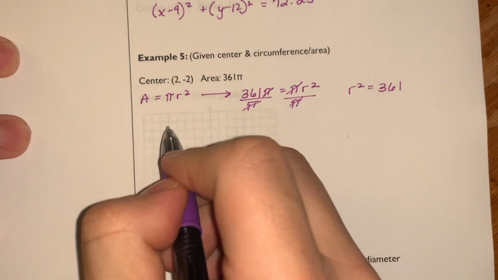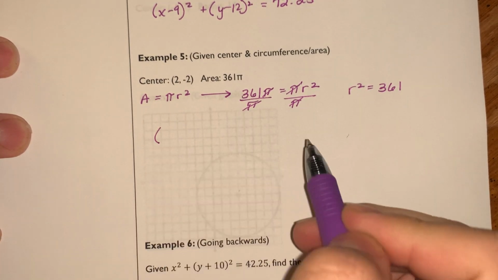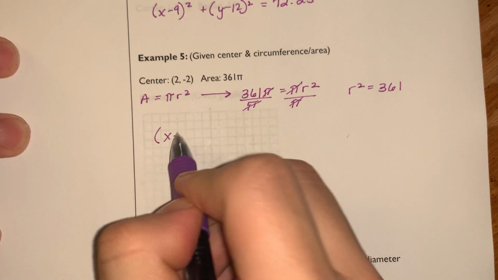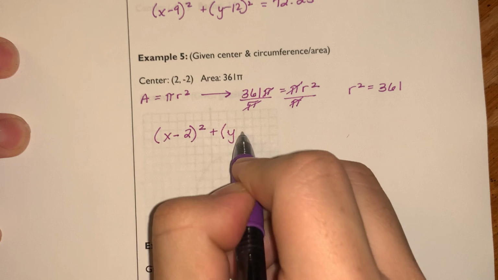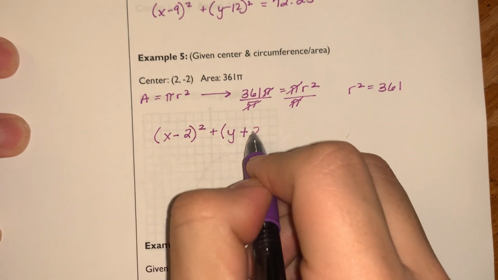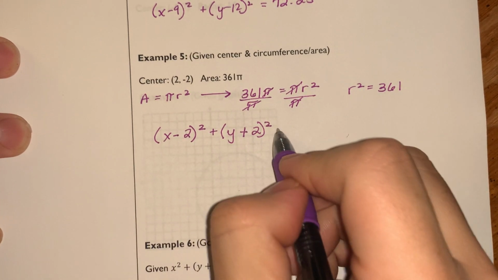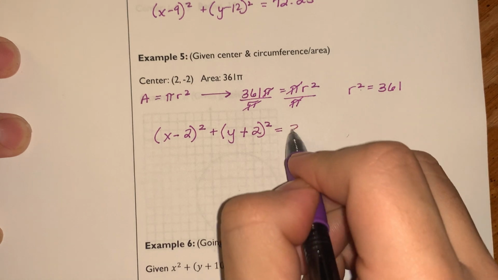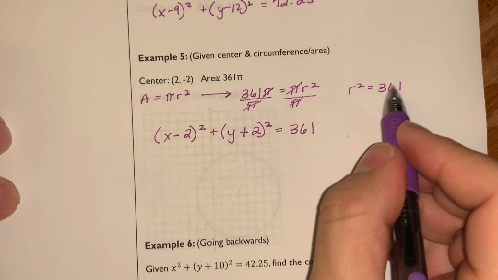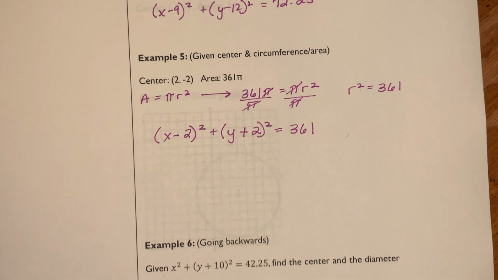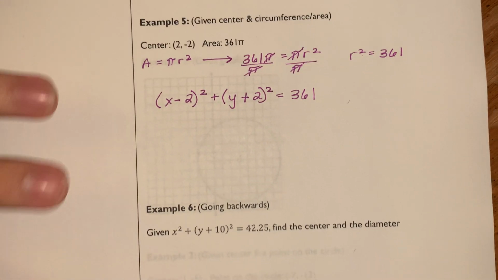All right. So again, for the equation of a circle, it's x minus 2 squared plus y minus negative 2, which is plus 2 squared. And then that's equal to r squared, which we know is just 361. Something kids will always do is they'll square the 361 or whatever, but all right.